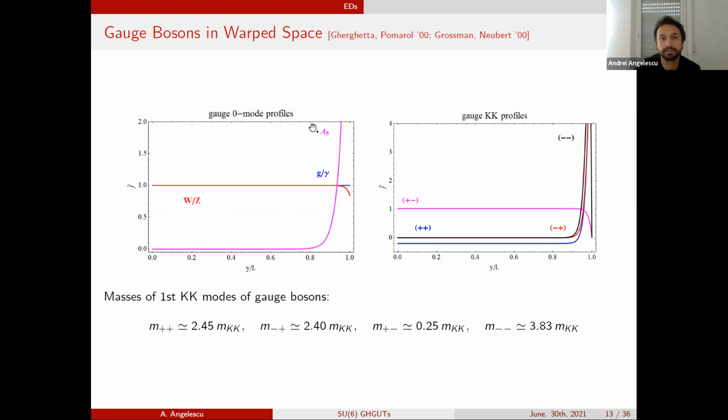And here I'm also showing the wave functions of the first KK modes of the 5D gauge bosons, for the different boundary conditions. The main feature here is that, with the exception of the plus minus gauge bosons, which are a bit curious, all the Kaluza-Klein profiles are peaked towards the infrared brane, which also holds true for fermions. And towards the UV brane, they become constant. The minus plus and minus minus actually go to zero, as expected, because the minus means their profiles should vanish on the UV brane, whereas the plus plus still has a small overlap with the UV brane. And the masses you predict for these are of order M_KK, the exponentially warped down scale that I mentioned earlier.